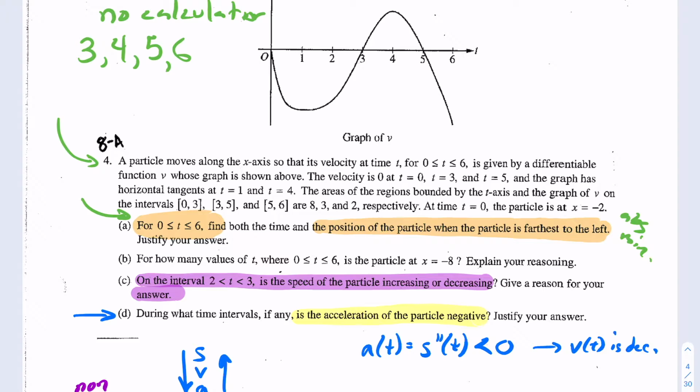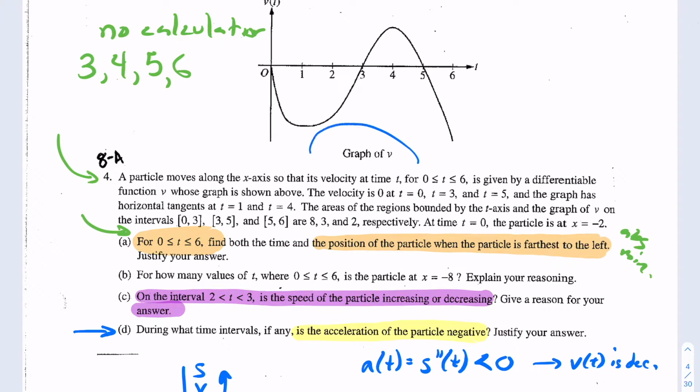Okay? So it says during what time intervals, if any, is the acceleration of the particle negative? So very conveniently, they give you the graph of V. So where is V decreasing, right? Where is V going downwards? So it looks like V is going downwards from 0 to 1 and from 4 to 6. And that's it. But how do you actually write it out? Because you can't just color in the graph, right? So how do we do this formally?